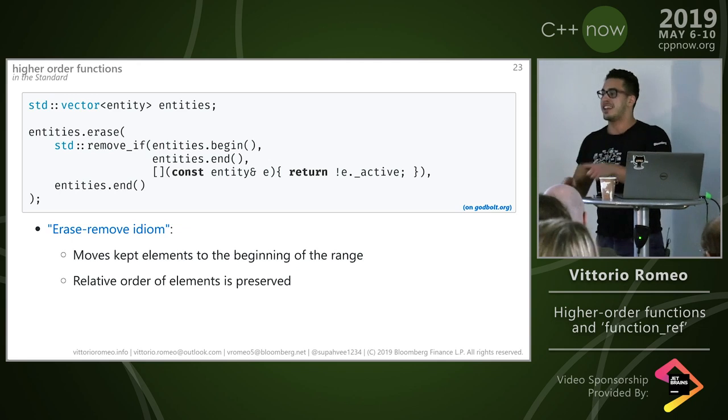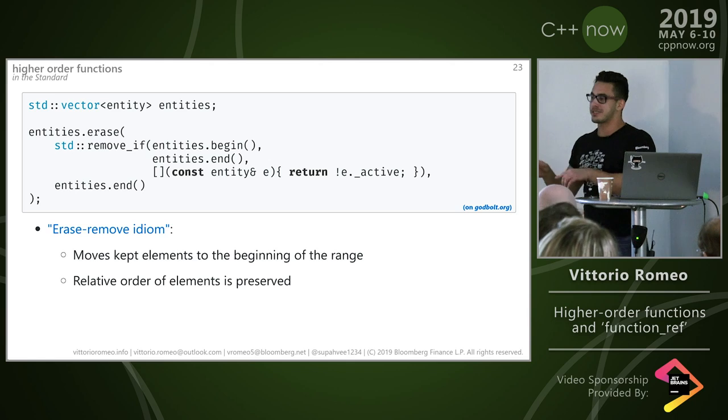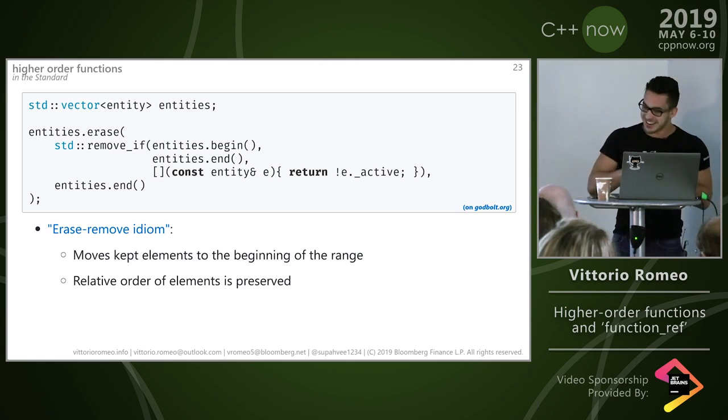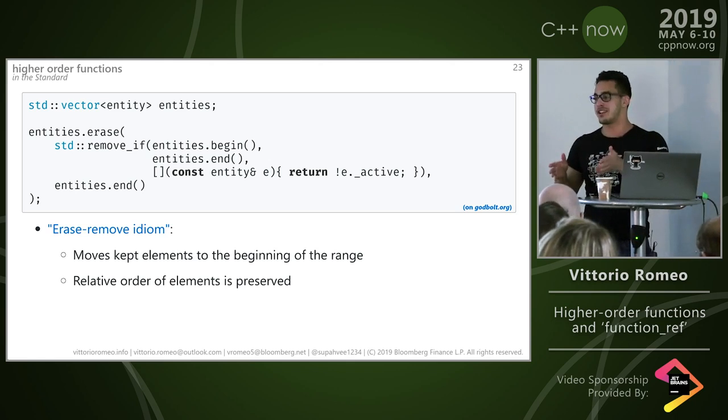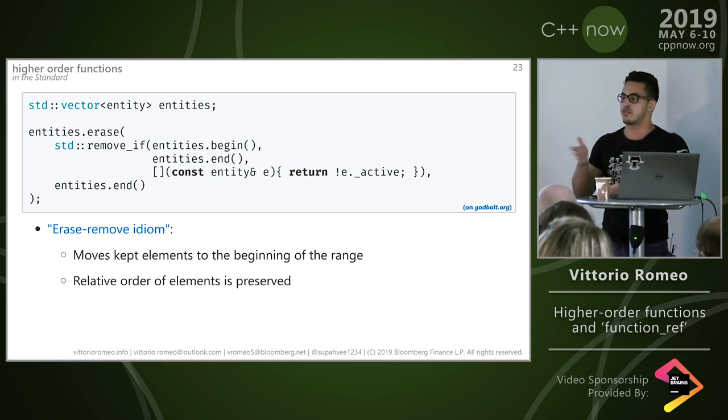And this is useful because the way this is done under the hood is by moving all the elements that do not match the predicate to the beginning of the container, and then it does a single erase from that spot to the end of the container, so you can remove them very efficiently without having to shift everything over and over.